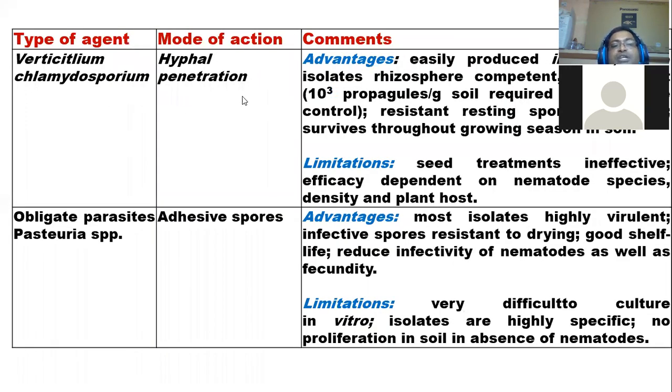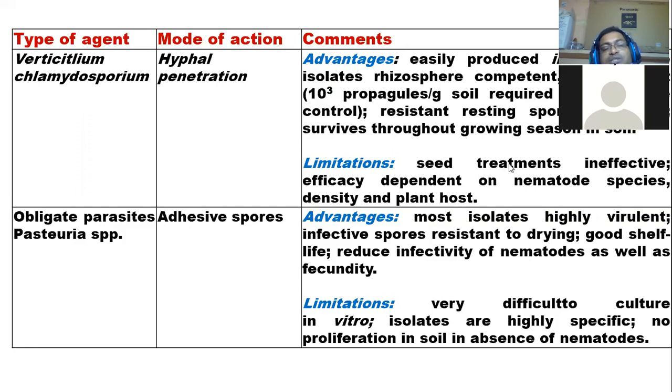Then Verticillium, another one is Verticillium chlamydosporium, right? So Verticillium chlamydosporium is also a fungus. These work by hyphal penetration. So they can easily be produced in vitro, and you can use this one at 10 to the power. A low population, low propagules can work very nicely. Right, Verticillium also produces resting spores. It can remain in the soil for a long time. When the condition is suitable, it will proliferate its population. It can minimize the nematodes. But the limitation is that seed treatments are ineffective.